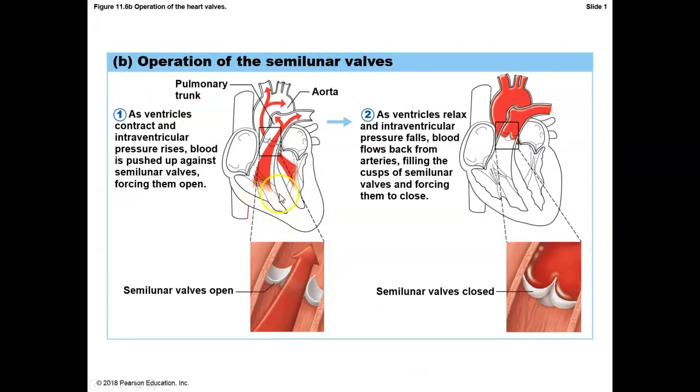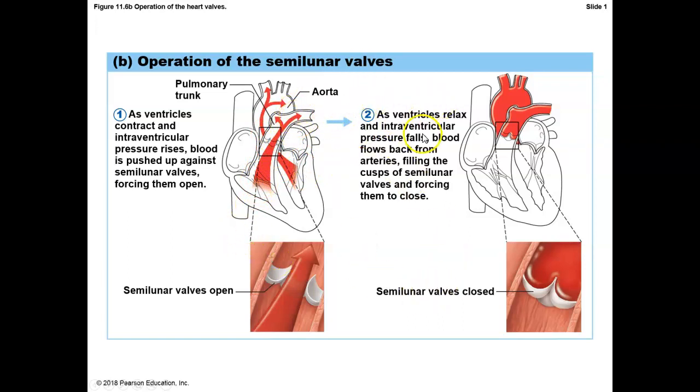So when you have a lot of pressure in the ventricles, this buildup of pressure in the ventricles causes there to be more pressure there than in the blood vessels, and this is going to force the semilunar valves open. So semilunar valves in both the pulmonary and systemic system are thrust open and blood flows out.